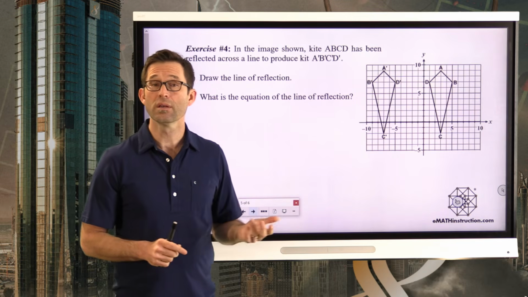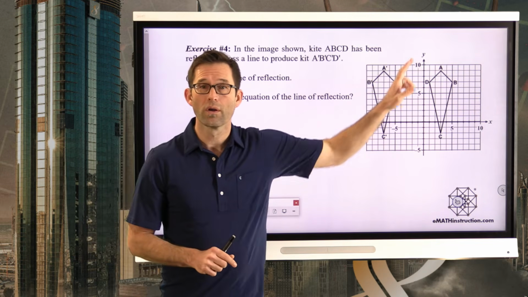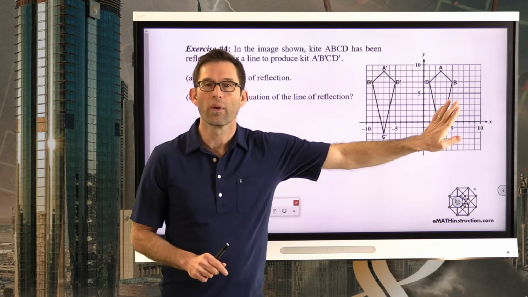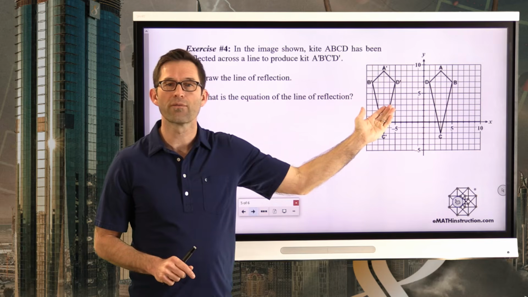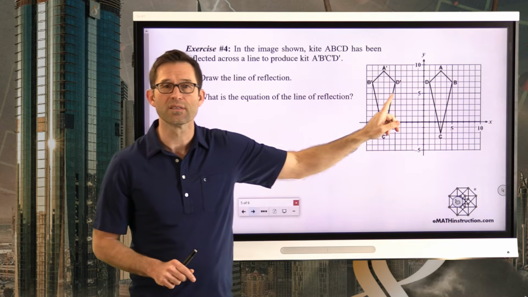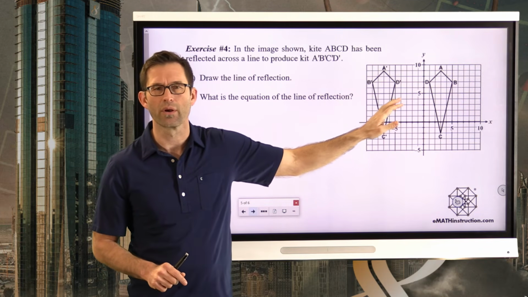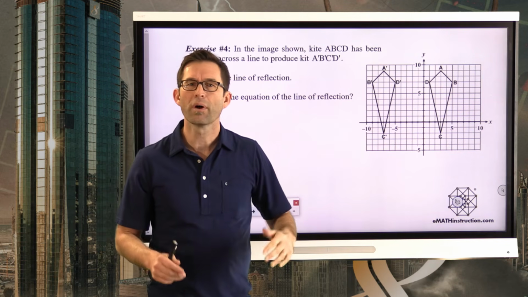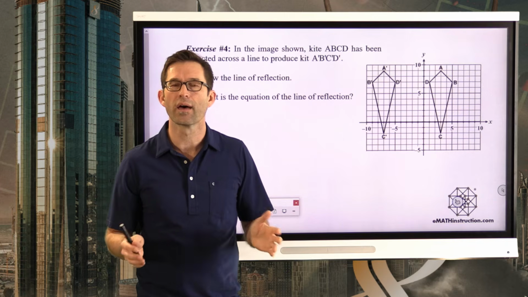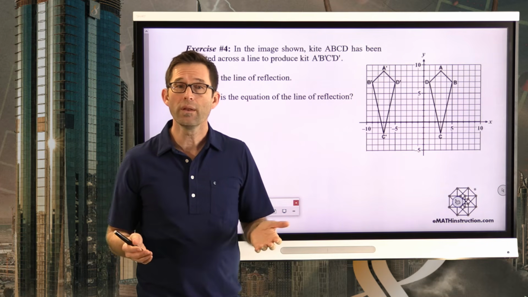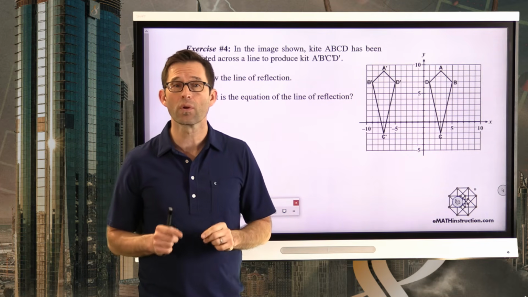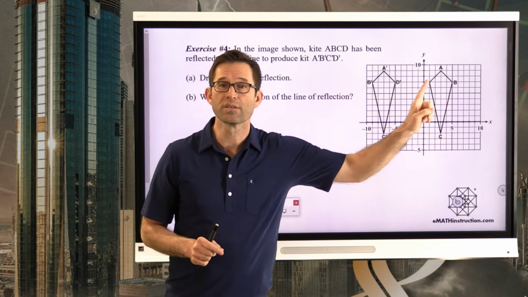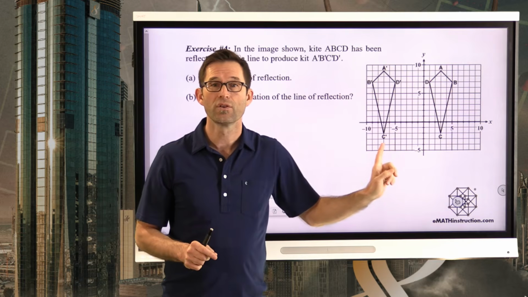All right, well, it's easy enough in theory, right? I'm looking for some vertical line, hopefully you figured that out, that when I fold this thing over that vertical line, this kite lands on this kite. But how do I figure out the exact location of that vertical line? Well, one way to do it is to use the idea that that vertical line will be the perpendicular bisector of the segments that connect the points to their image points.